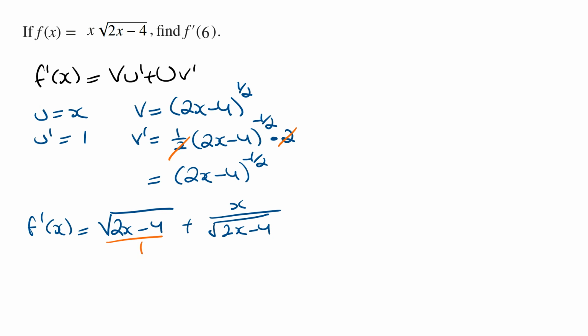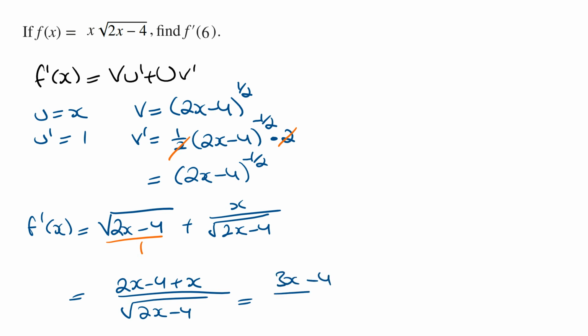Simplifying this, if we put this over 1 and then multiply the denominators, we're going to get the denominator is equal to the square root of 2x minus 4. And then if we cross multiply the numerators, we're going to get the square root of 2x minus 4 times itself, so this is going to become 2x minus 4, and then we're going to get plus x. And so simplifying this is going to be 2x plus x, which is 3x, then minus 4 over the square root of 2x minus 4.